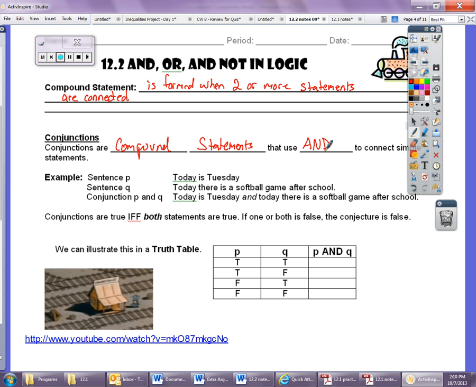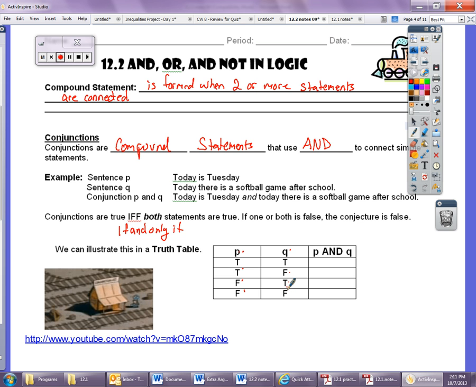Now conjunctions are true IFF, your if and only if. So these are true if and only if both statements are true. If one of those statements is false, the entire thing is false. But if they're both true, then it's true. With the and, they both have to be true. Now we have a truth table, where we have our P and our Q. T stands for true, F stands for false. P can be true and Q can be true, or P can be true and Q false, or P can be false and Q true, or P can be false and Q false.